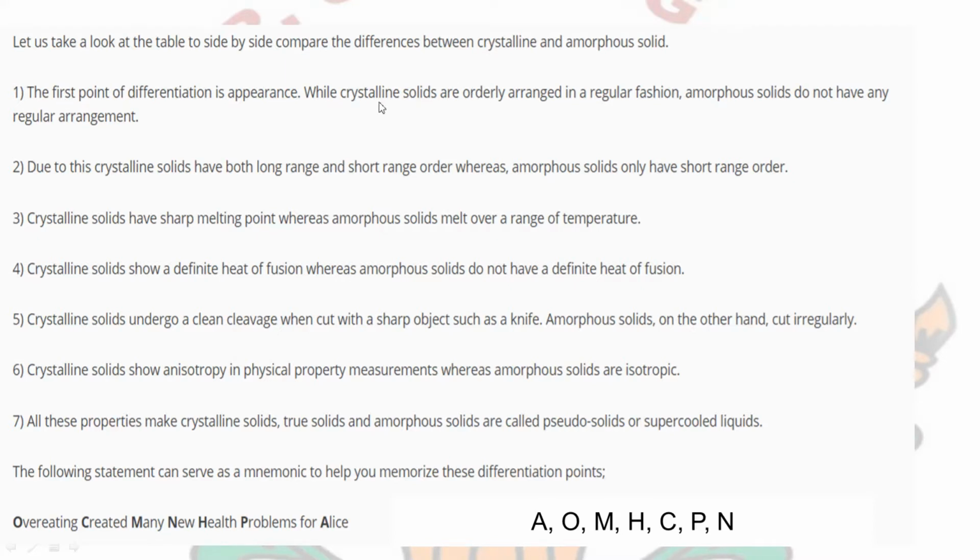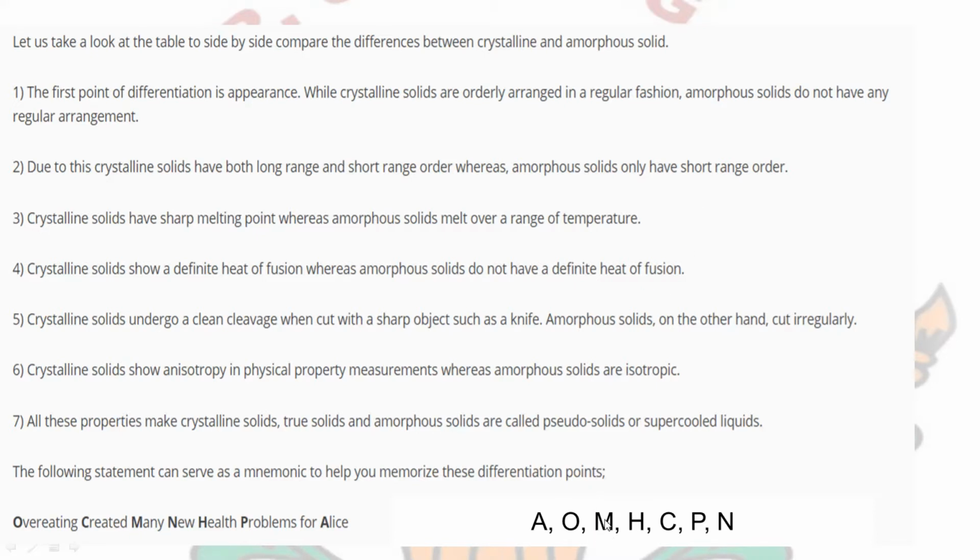In crystalline solids they are orderly arranged, meaning they have a regular arrangement, while in amorphous solid it is an irregular arrangement. Next is the O, which means order. Due to regular arrangement, crystalline solids have long range order, and in some conditions they also have short range order. But amorphous solids only have short range order.